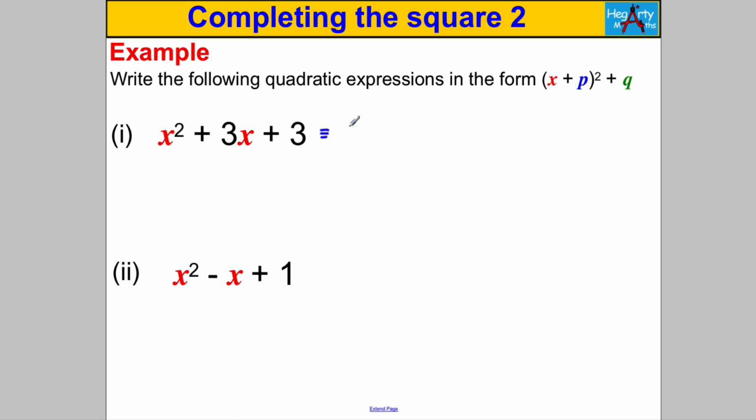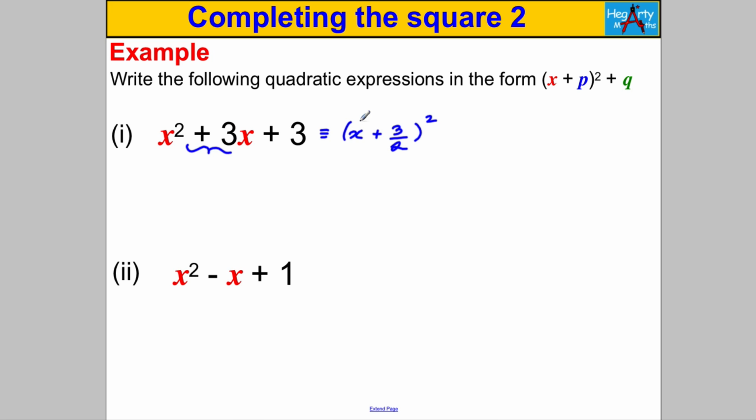Okay, what are we going to do? We know we're going to have an x in our bracket. We know we're going to have a squared there. We're going to half positive 3. Half of that, best write it as a fraction, 3 over 2. Don't write 1.5 in there, guys. Always keep it as fractions. It's much easier to work with fractions.